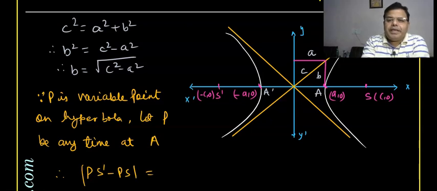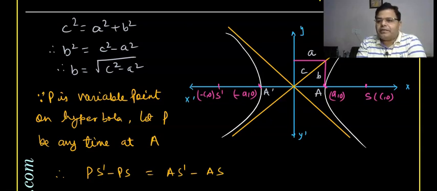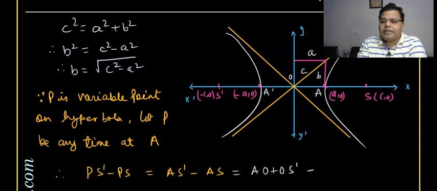So with P at A, we write AS dash minus AS, right? No need to take the modulus, because we have already written the distance of the farther point minus the distance of the nearer point. But by mistake, if you write nearer minus farther, then you can use the modulus. AS dash is the farther point, so AS dash can be written as AO plus OS dash, where O is the origin, minus AS.